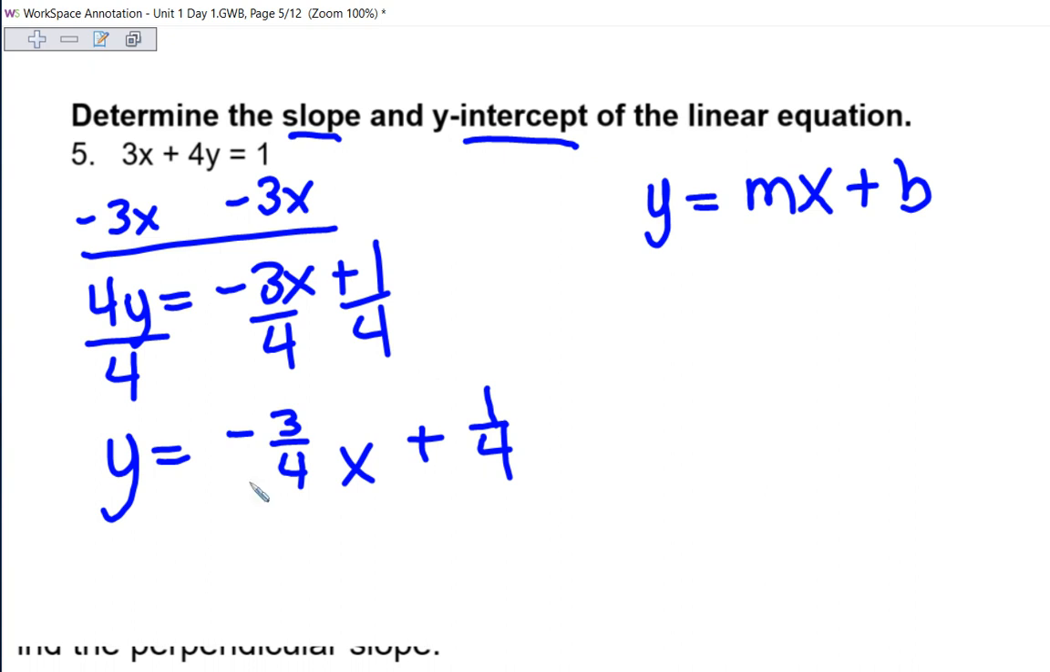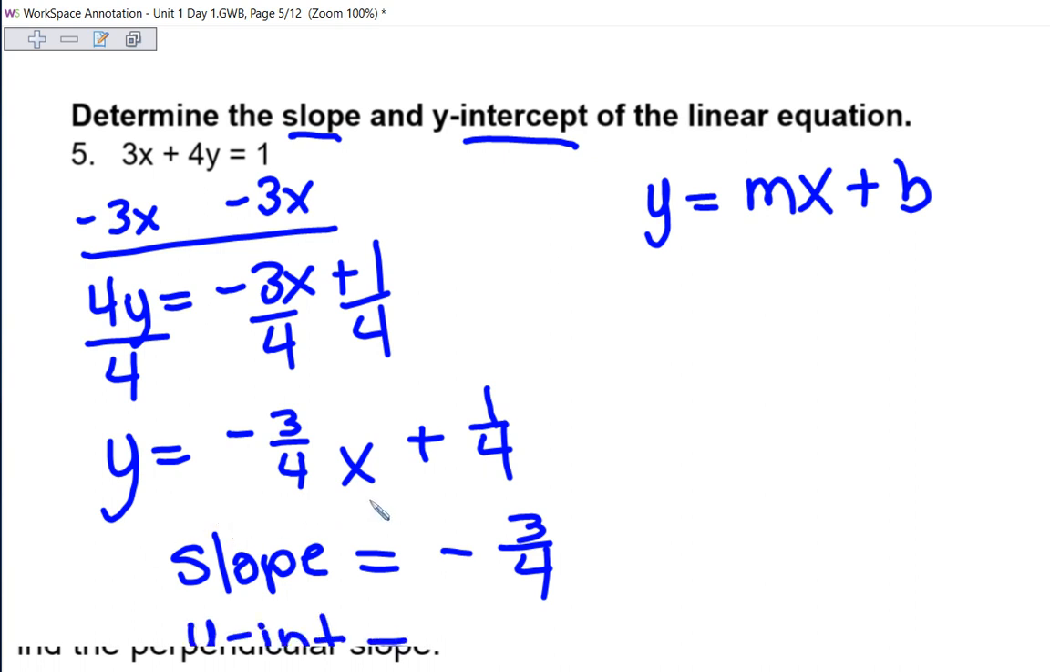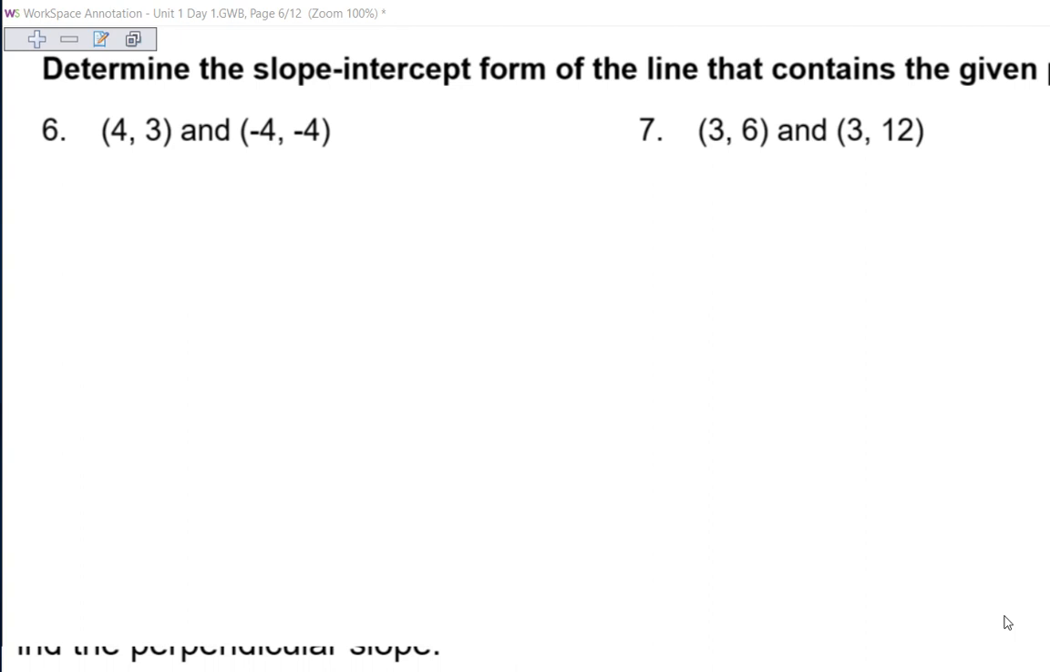The slope and the y-intercept. So now I can answer that question. What is the slope? -3/4. Should I put x with that? No. Slope is just a value. It's rise over run, so don't put x because it's not part of the rise and it's not part of the run. So the slope is -3/4. And the y-intercept? 1/4. -3/4 for the slope, 1/4 for the y-intercept.